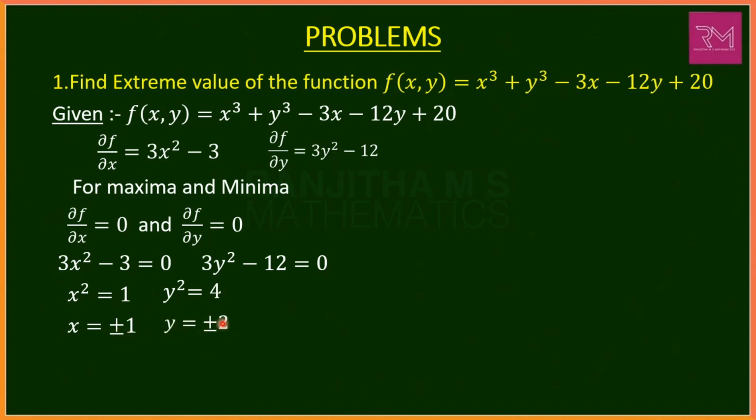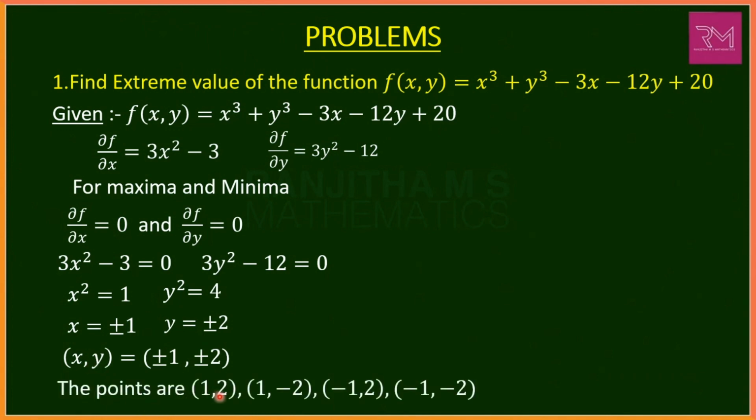Hence we get the point of intersection as x value is plus or minus 1 and y value is plus or minus 2. Hence we get the point x comma y as plus or minus 1 comma plus or minus 2. Hence we get the points as 1 comma 2, 1 comma minus 2, minus 1 comma 2, minus 1 comma minus 2. These are all the points of intersection obtained after equating del f by del x to 0 and del f by del y to 0.